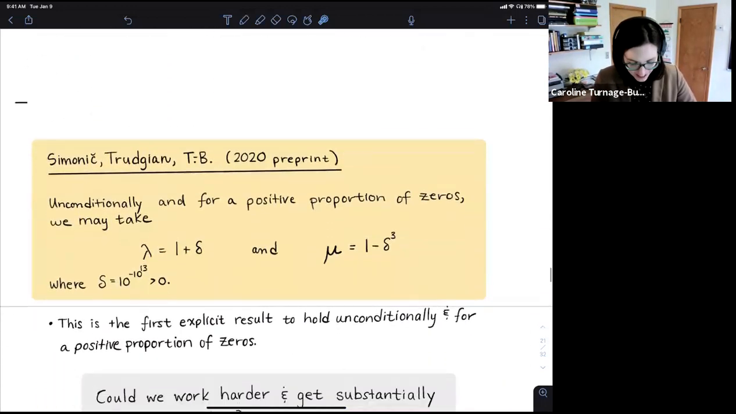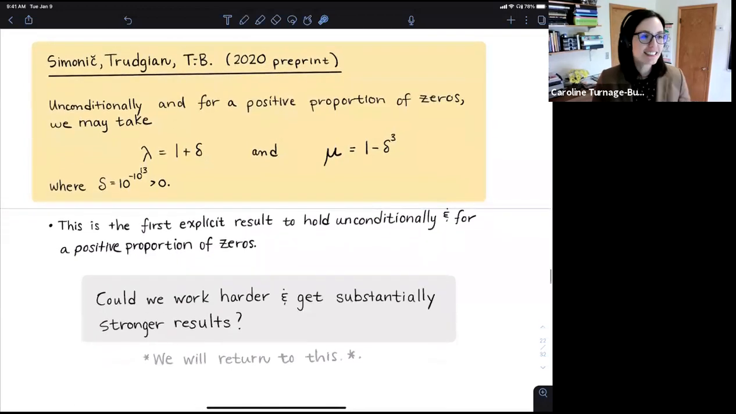So the answer is yes, you can do this. First pass. All right. So Tim Trudgian and his student Alexander Simonič and I, in a preprint from last year, showed that unconditionally and for a positive proportion of zeros, we can explicitly say that lambda is greater than 1 and mu is less than 1.